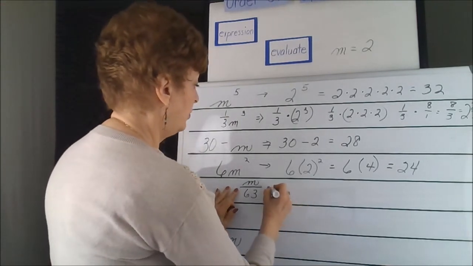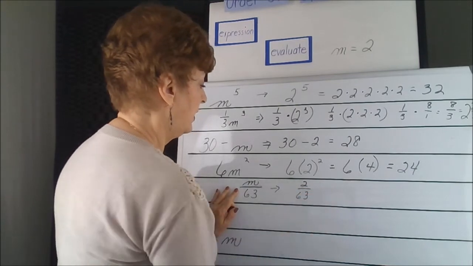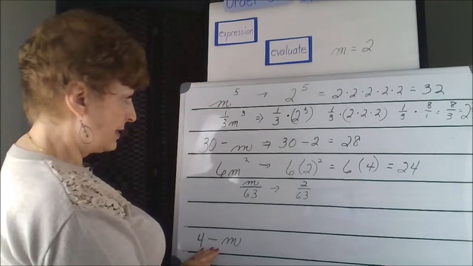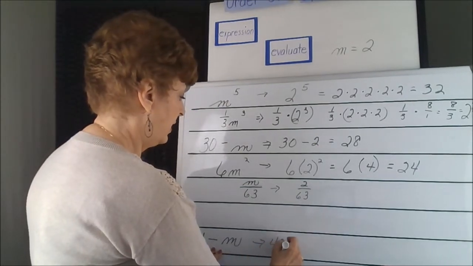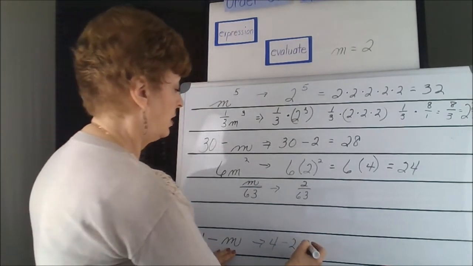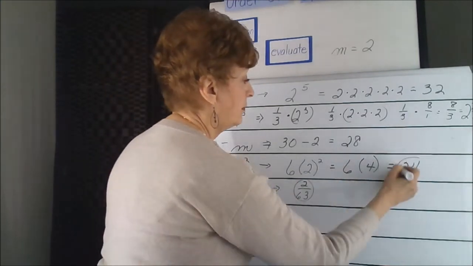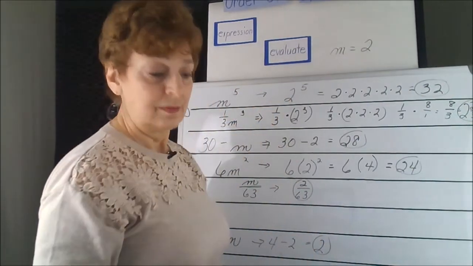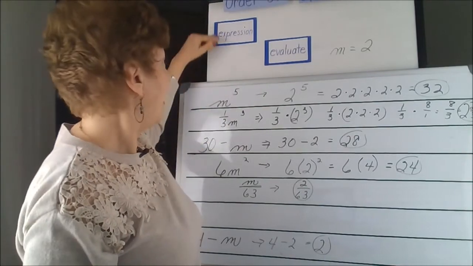Substitute our 2 for the m, 2/63, and that's in lowest terms. And the last one we have is m minus 2, I'm sorry, 4 minus m. 4 minus 2 is equal to 2. We have just evaluated our expression.